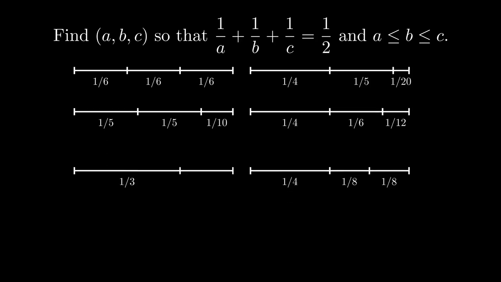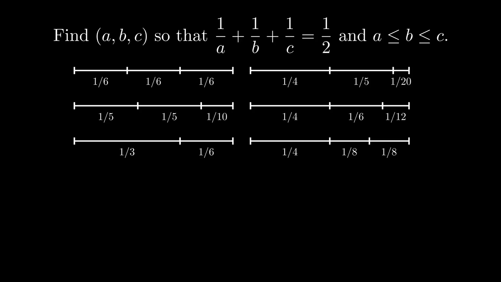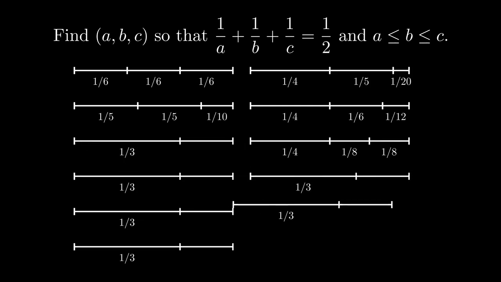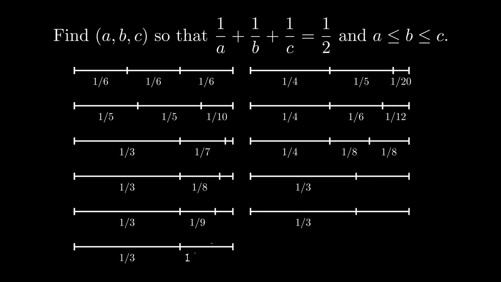Okay, we've got one more possibility for A. A could equal 3. In that situation, we've got a sixth left over, so we've got to get 1 over B plus 1 over C equal to 1/6. We are in trouble if B equals 13 or anything bigger, because a third plus a 13th plus a 13th doesn't make it all the way to 1/2. So B is less than or equal to 12, and we've got 6 possibilities. B equals 7, B equals 8, B equals 9, B equals 10, B equals 11, or B equals 12.